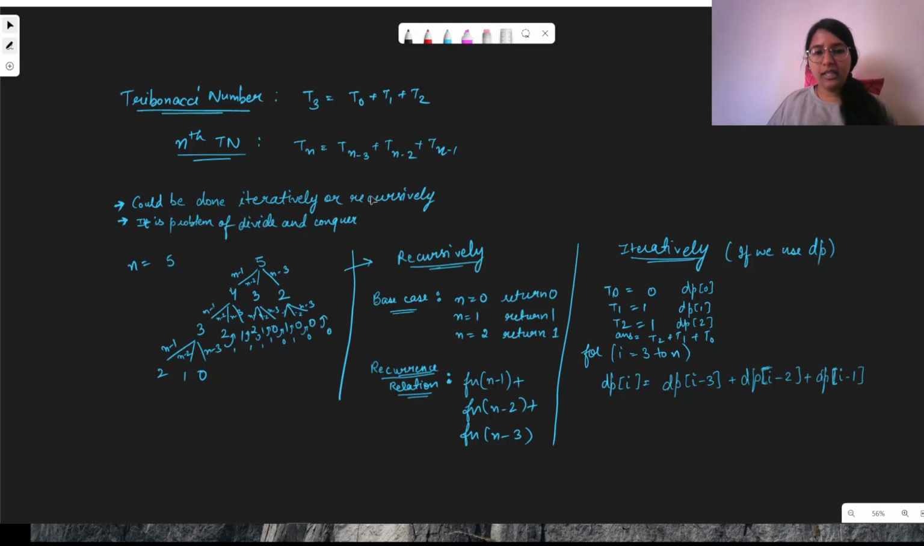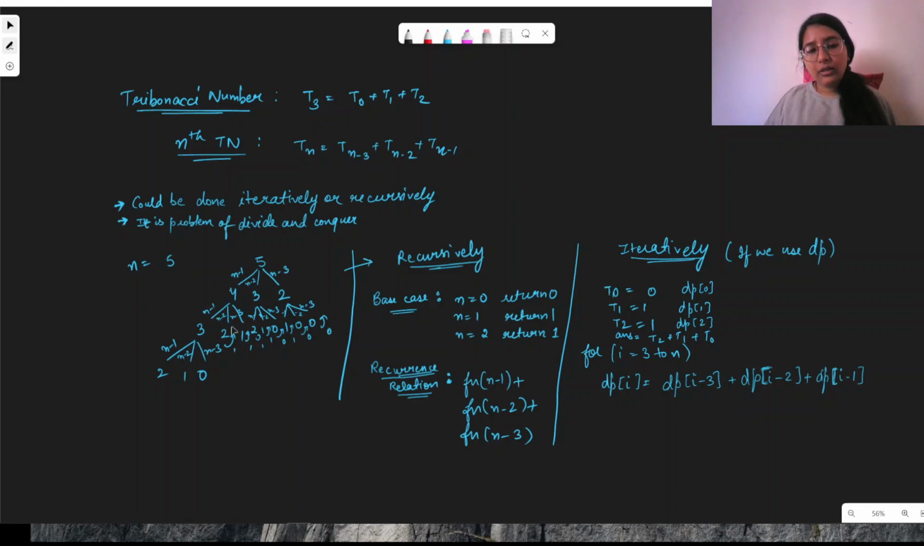So basically, it could be done iteratively or recursively, and it's a divide and conquer problem. Here you can clearly see that we are dividing the problem into three portions: n minus 1, n minus 2, and n minus 3. Because of this, our time complexity becomes exponential. As we are dividing it into three parts, and it can go exponentially up to n, the time complexity becomes 3 raised to the power n.